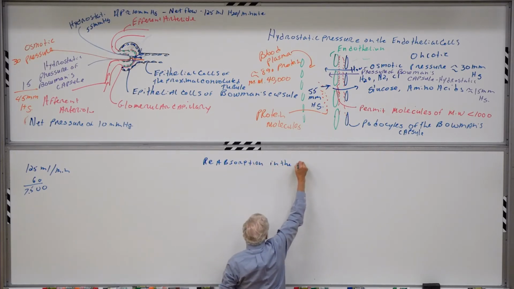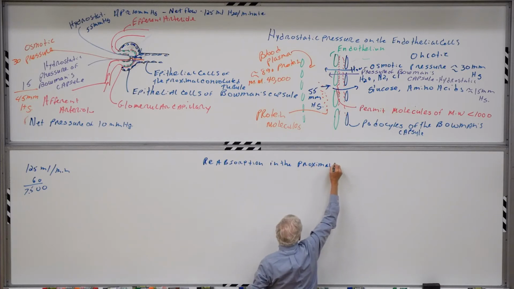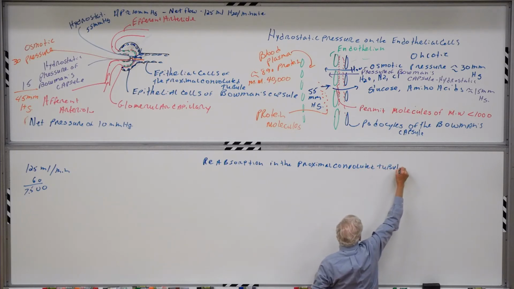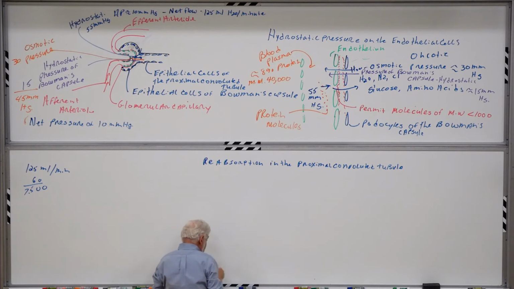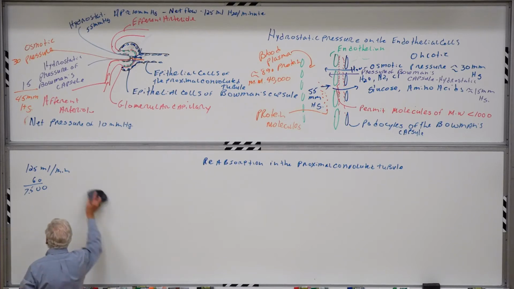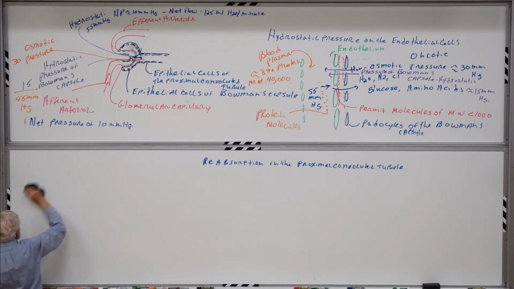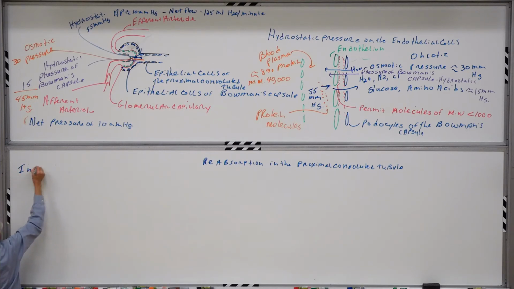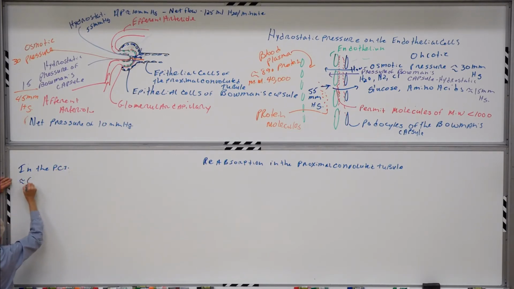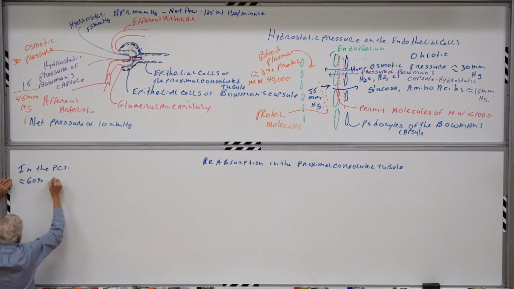In the proximal convoluted tubule, let's enumerate over here what we're in fact going to be reabsorbing. In the proximal convoluted tubule, we reabsorb something in the neighborhood of about 60% of the water and about 60% of the sodium and chloride.